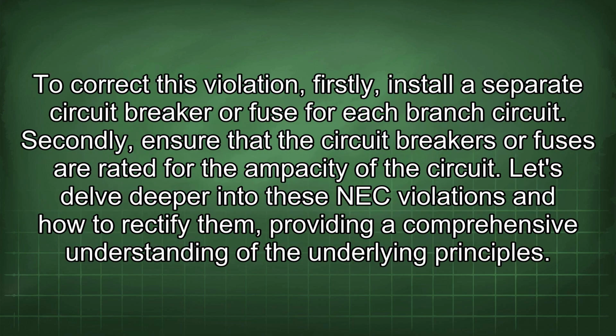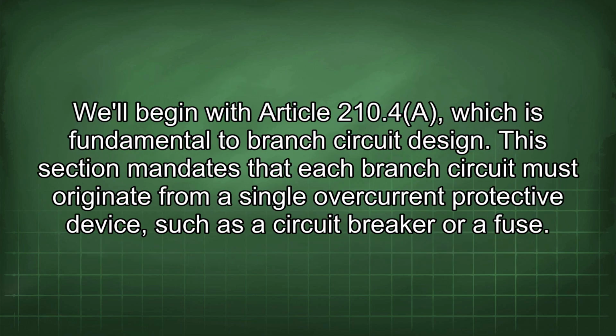To correct this violation, firstly, install a separate circuit breaker or fuse for each branch circuit. Secondly, ensure that the circuit breakers or fuses are rated for the ampacity of the circuit. Let's delve deeper into these NEC violations and how to rectify them, providing a comprehensive understanding of the underlying principles. We'll begin with Article 210.4a, which is fundamental to branch circuit design.